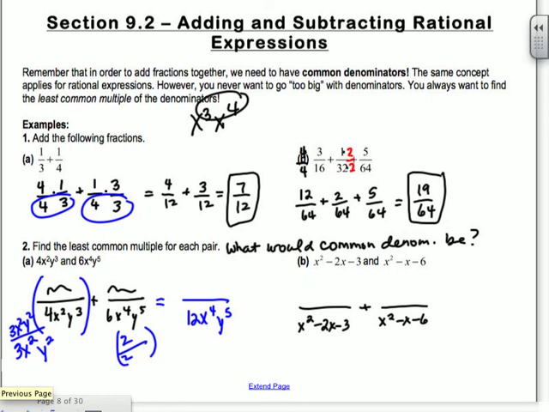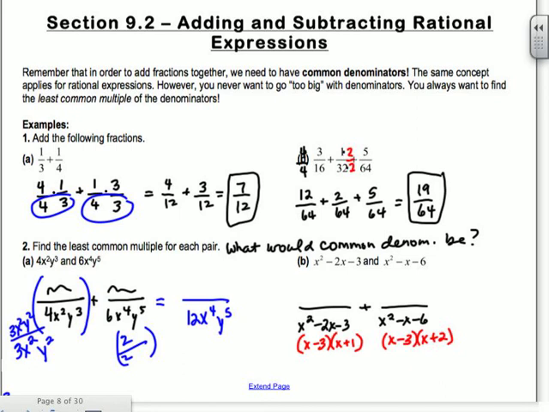Okay. All right, so on this next one, think about what these denominators are. It's x squared minus 2x minus 3. And the other one's x squared minus x minus 6. But think about those factors, what factors they have. Okay, so when I factor it, I have x minus 3 times x plus 1. And the other one I have x minus 3 and x plus 2. So what else does the first one need? It needs what? The x plus 1 needs to be on the other one, is that what you're saying?